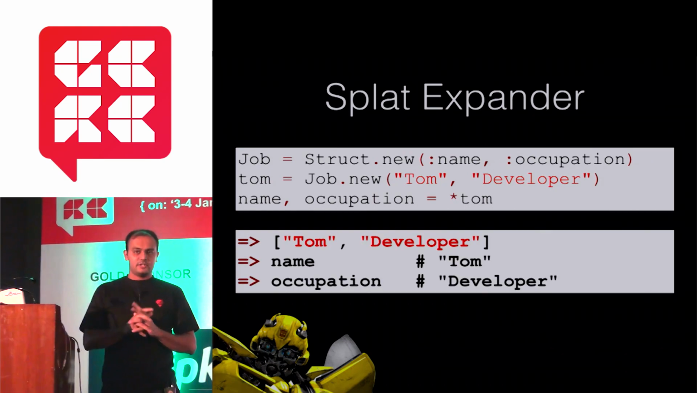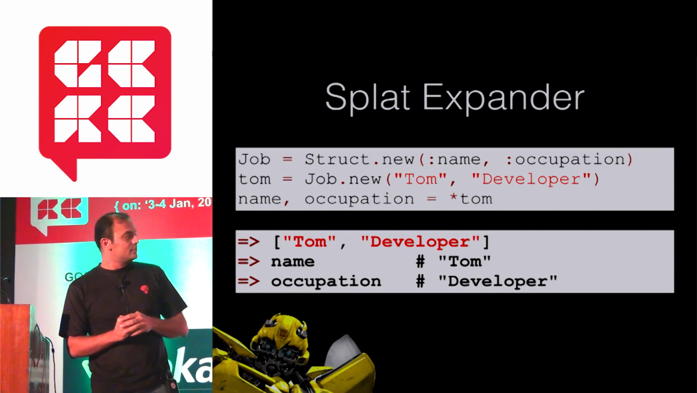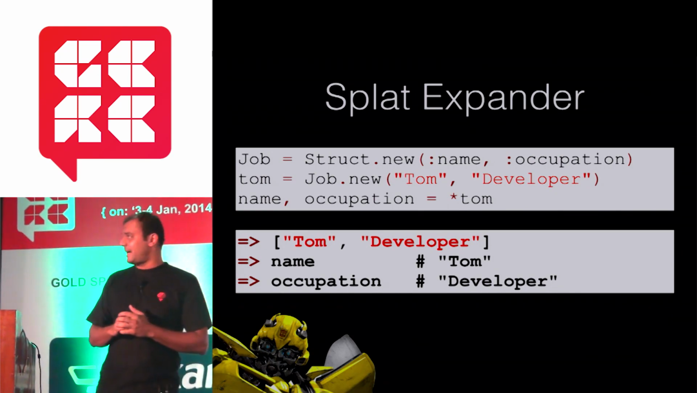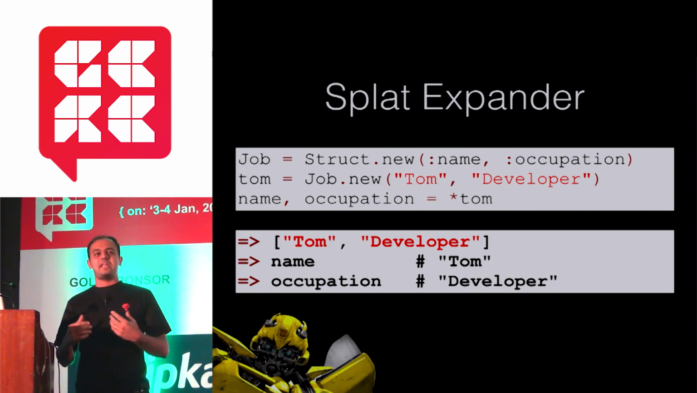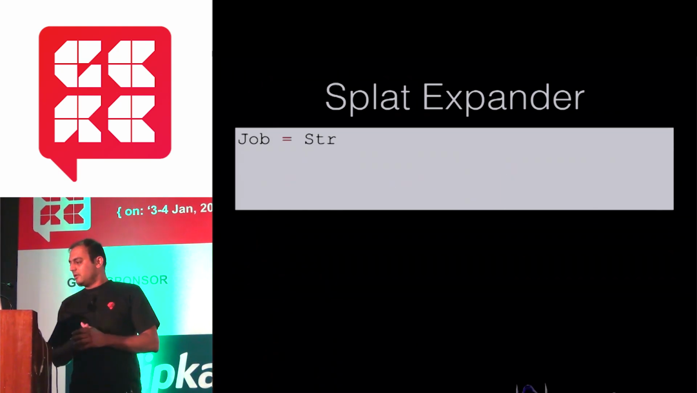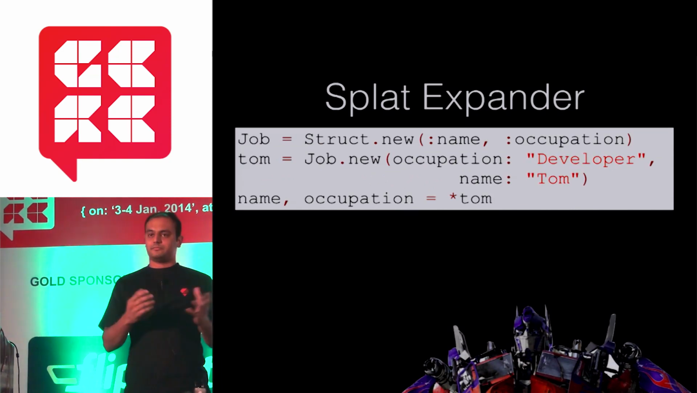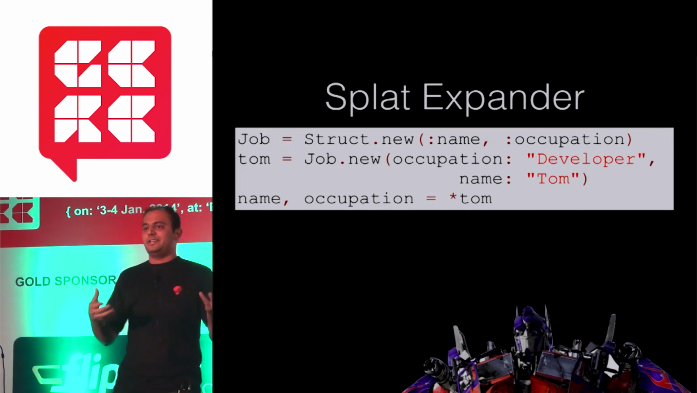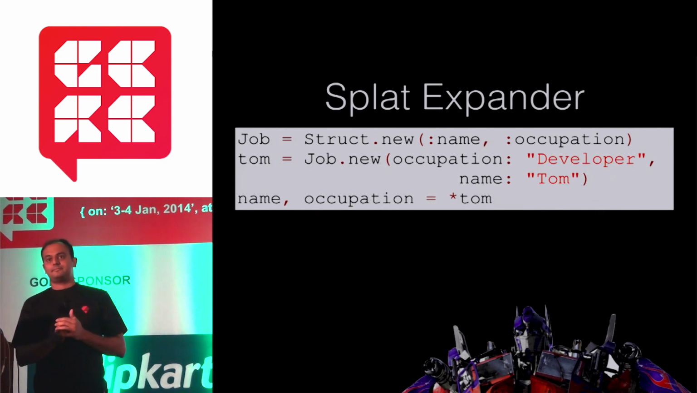Nothing fancy still. You're still good. Right? So the splat expander has actually taken my arguments and given me the right name and the right occupation. But we don't do things like this, do we? We are Rails programmers, we work in Rails, so we usually have stuff like this. We use keyword arguments. You all are aware of keyword arguments used to initiate a class like this and stuff. What is the output now?